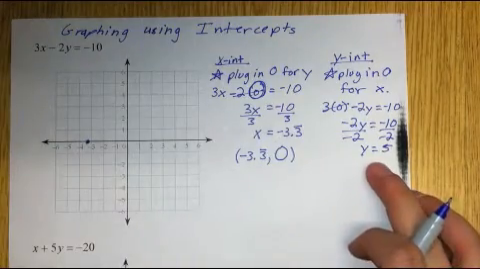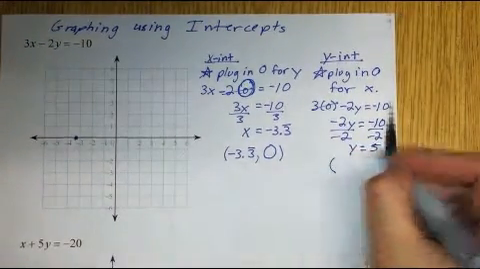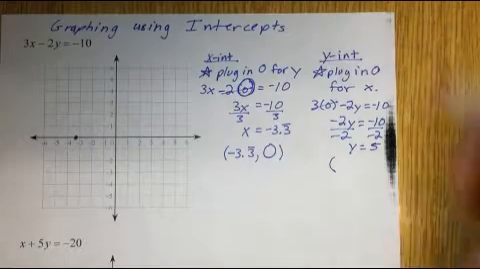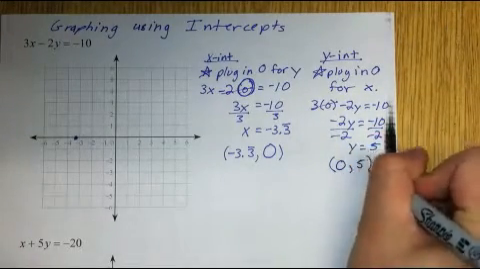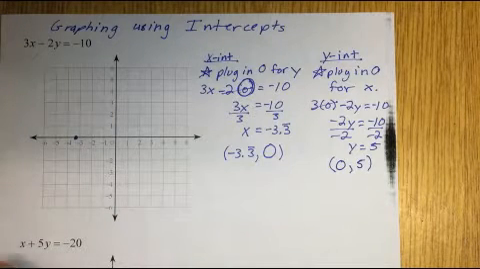Can we make an ordered pair? We sure can. Remember, we plug 0 into x, so that's our 0 coordinate for x, and 5 is our y. So we still make an ordered pair.